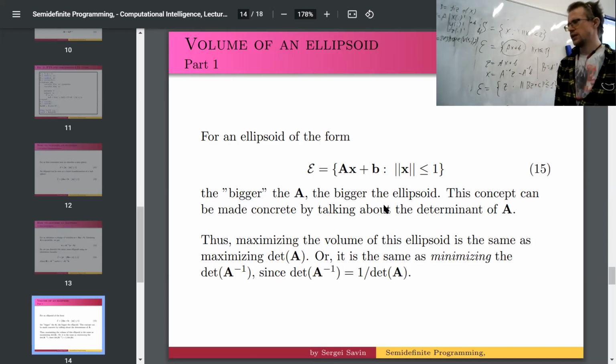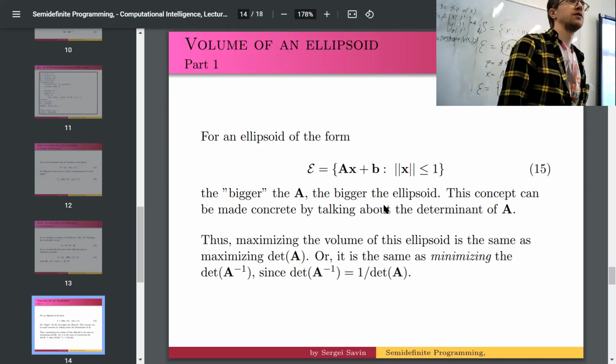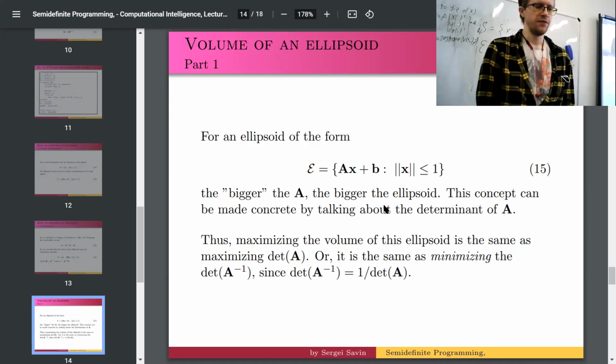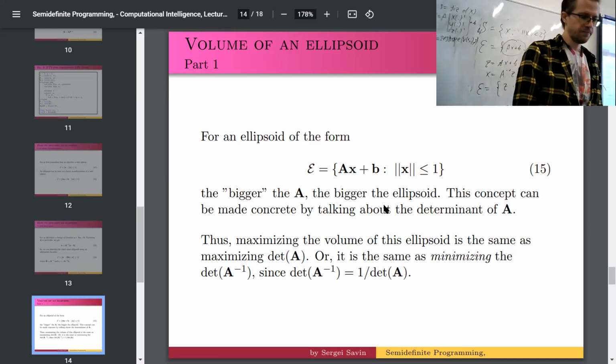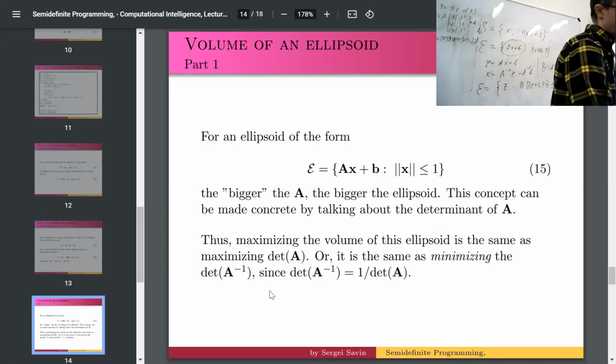However, it's important to realize that when maximizing the determinant, usually you need to see if it is a convex function. Concave. You can only maximize concave functions. You cannot maximize convex functions. You can maximize concave functions. Okay. So maximizing the volume of the ellipsoid is the same as maximizing the determinant of A.